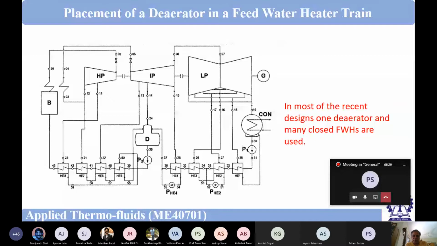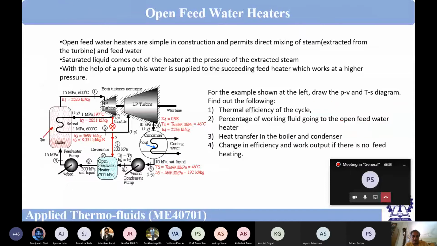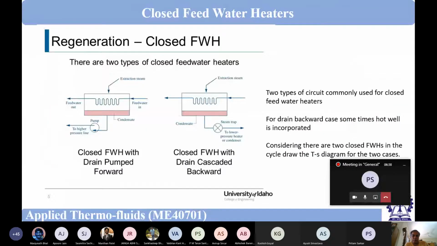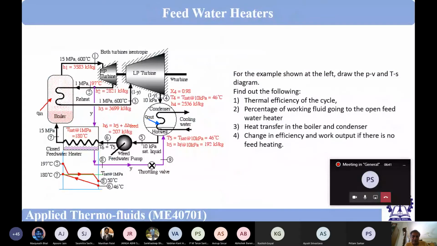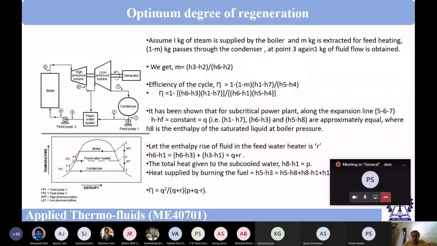So this is what we are going to do, and with that we will end our discussion regarding feed water heater. So all these things I have told you. I hope you have done the 2 examples which I have given, numerical examples. Hope you have done that. So now let us come to this. This is called optimum degree of regeneration.